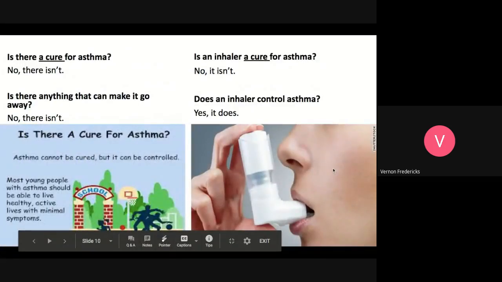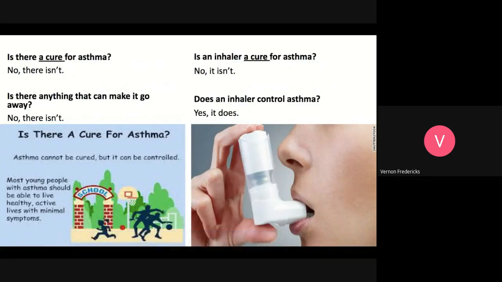Okay, so now we're going to talk about asthma. You can see there's an inhaler. In picture number 2, the person is using the inhaler. So that is helping to control the asthma. It's not a cure for asthma. Remember, asthma is also a chronic disease. Let's have a look at question number 1.